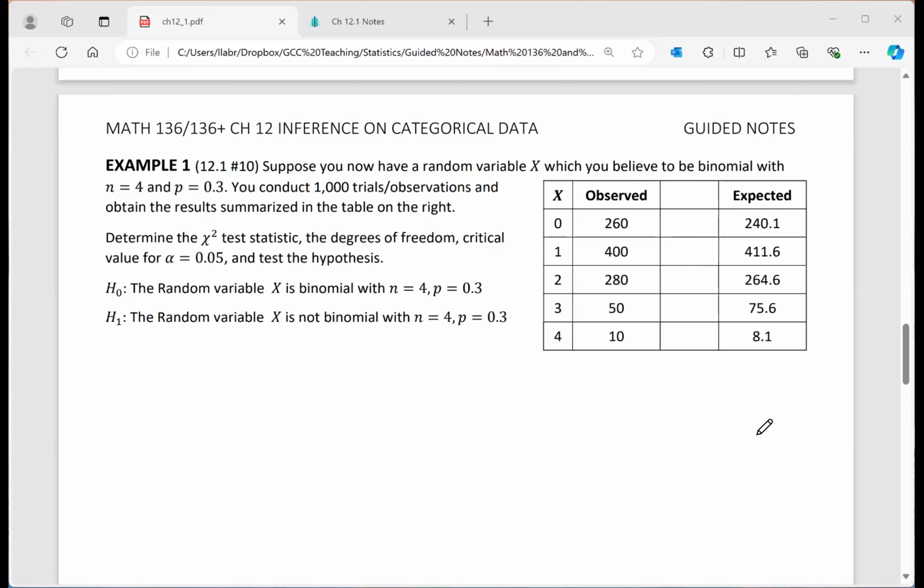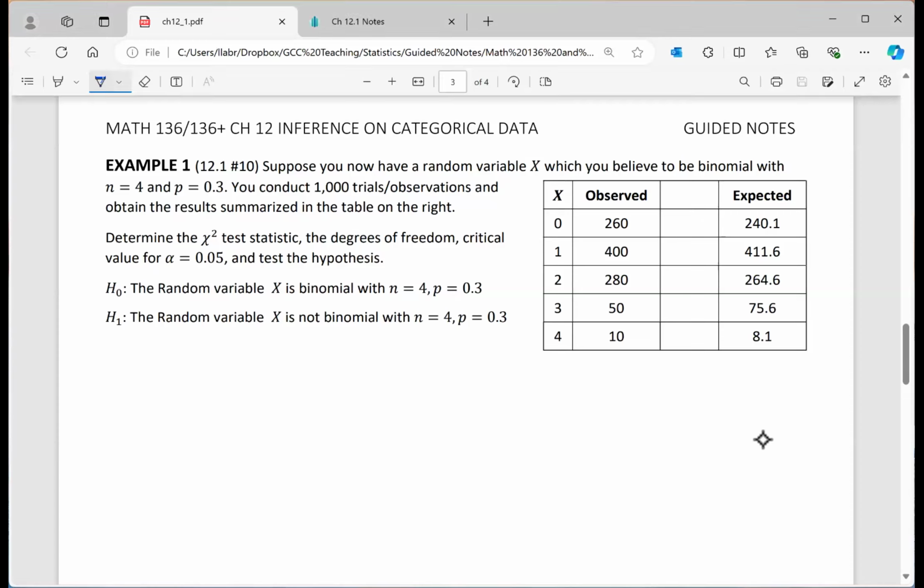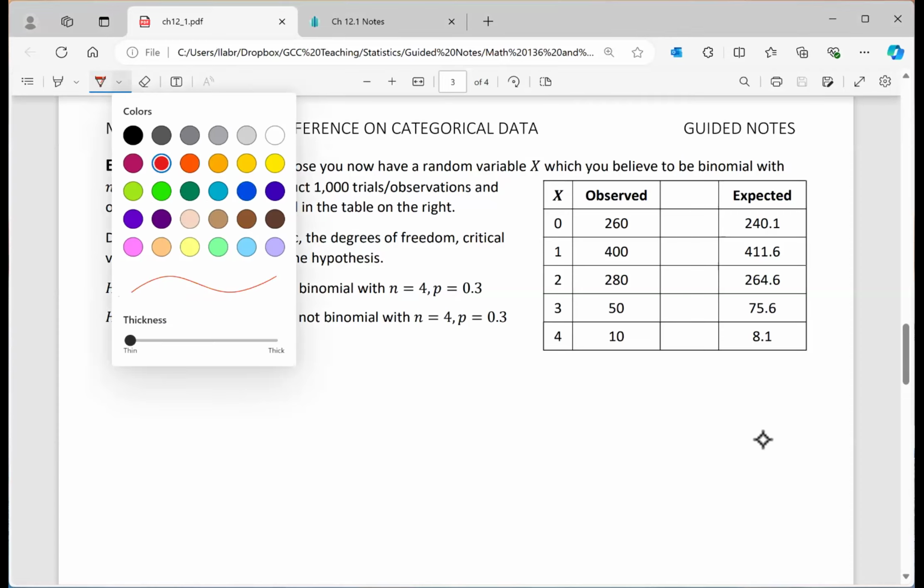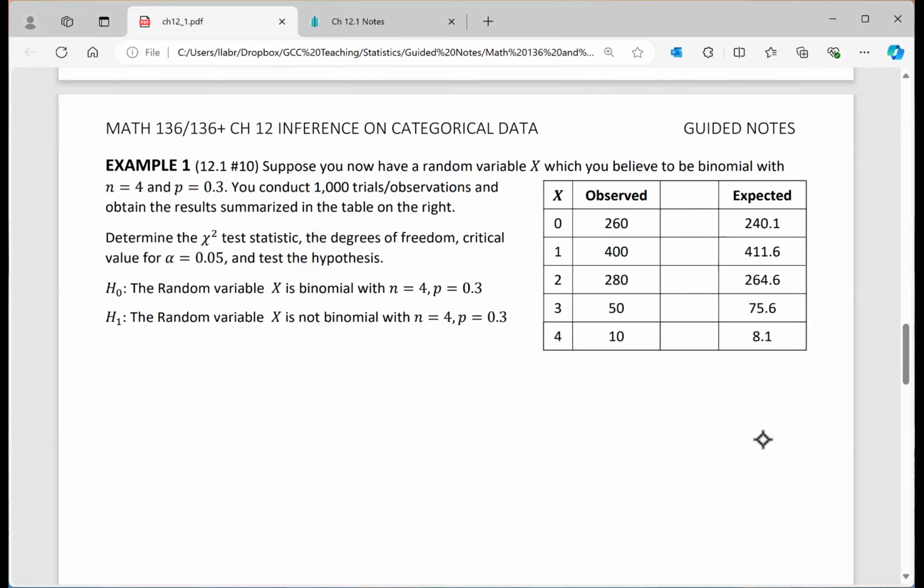All right, let's go ahead and take a look at another example. So this example says that suppose you have a random variable x, which you believe to be binomial. That's pretty important. Remember that x is just whatever object you're interested in. So let's make that in red.